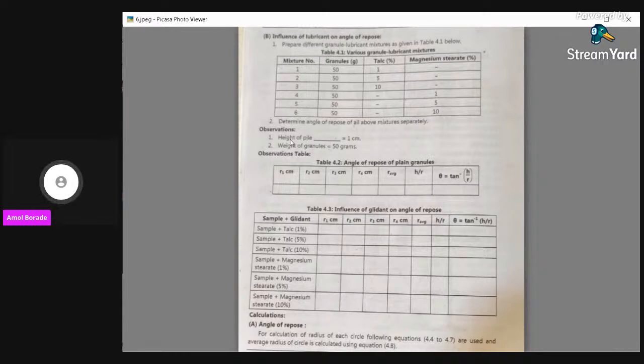Height of the pile, or you can say heat. You can mention the height of the pile over here, for the first batch, second batch, third batch. Obviously, it will come the same all the time, but still you have to measure that. And the weight of the granules, you have to take 50 grams, as you can mention over here.